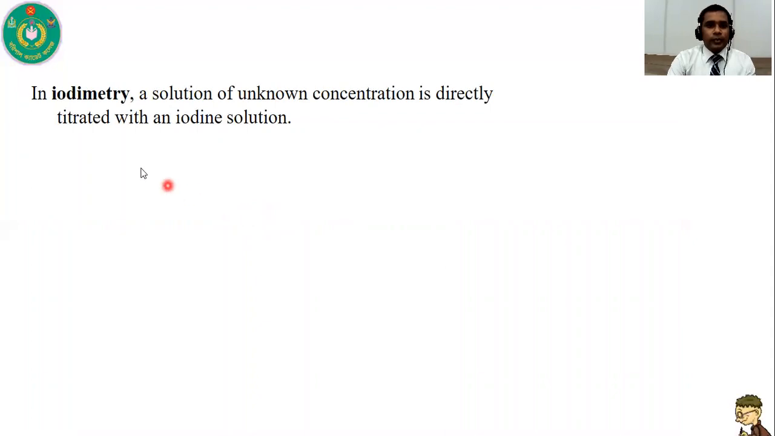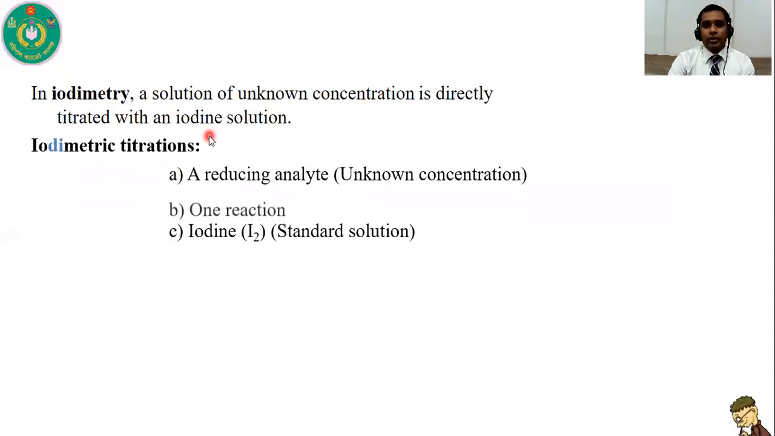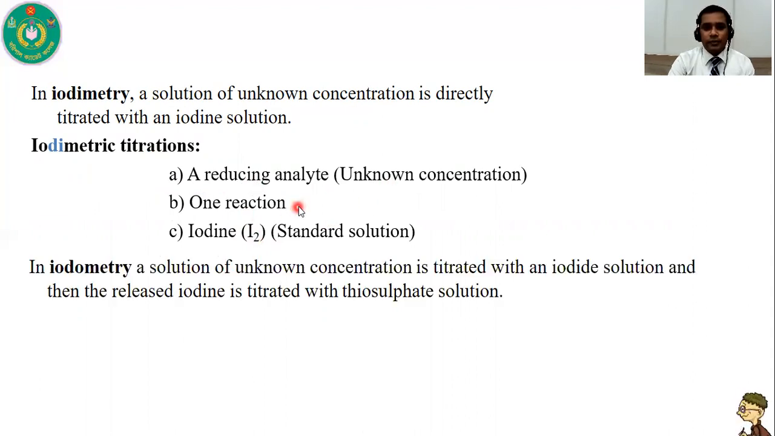So in iodimetric titration, a solution of unknown concentration is directly titrated with an iodine solution. So we can say that in iodimetric titration, there is a reducing analyte, this is the unknown concentration, and this is a one-step reaction, and we use iodine as a standard solution. By knowing the amount of iodine, we can find out the concentration of the unknown solution. So this is a direct process and it is a one-step reaction.